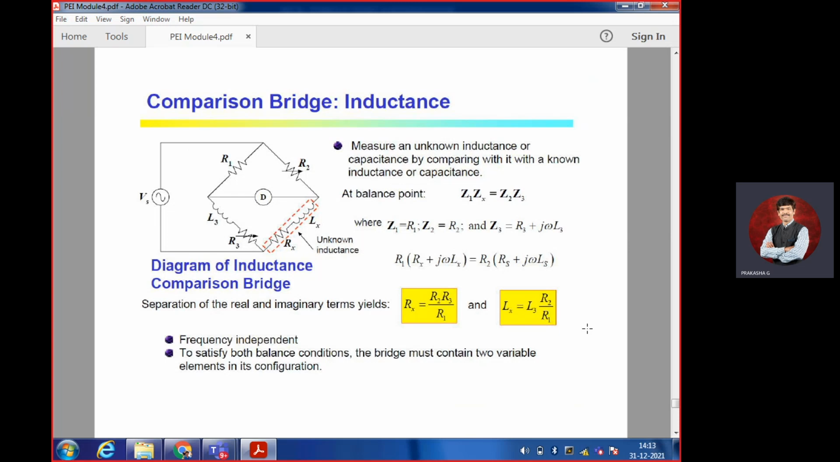Next one is the frequency measurement, the last part of this topic. We have to measure the frequency, for example of FM radios, TV channels, audio channels and video channels. So let us see how to measure the frequency.